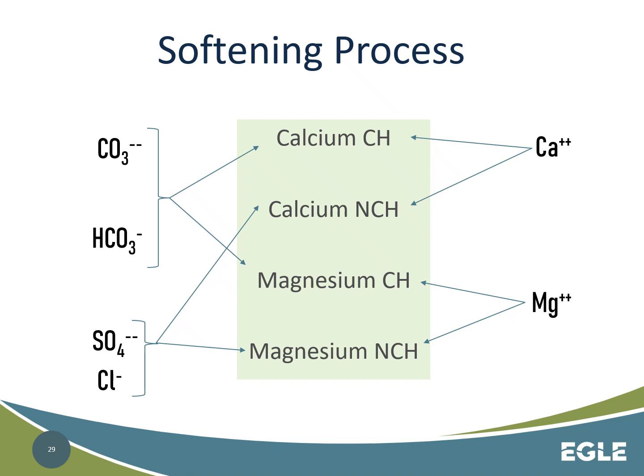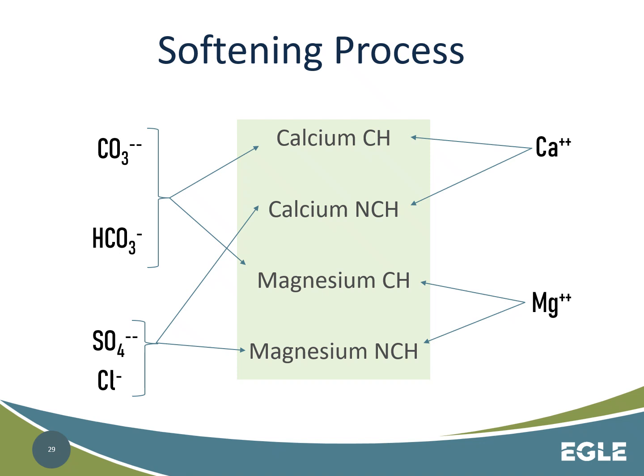Now we're going to get into the fun stuff. We have already covered that total hardness is the sum of calcium and magnesium in consistent units. We have also talked about carbonate hardness and non-carbonate hardness. As a refresher, carbonate hardness is hardness that is associated with carbonate or bicarbonate. Non-carbonate hardness is hardness associated with other anions like sulfate or chloride.